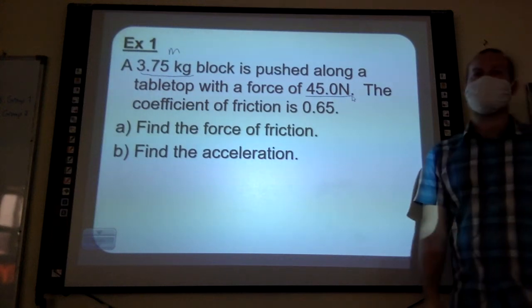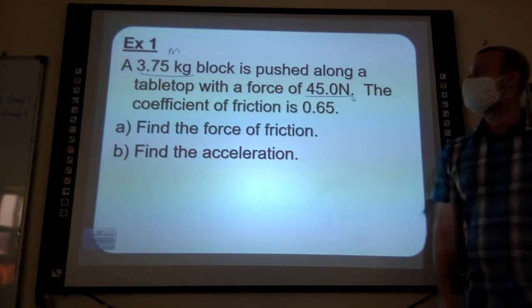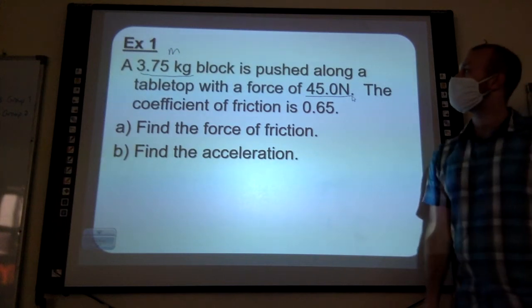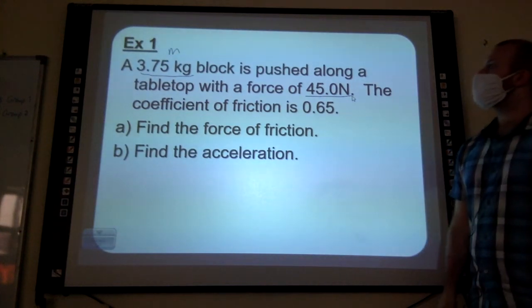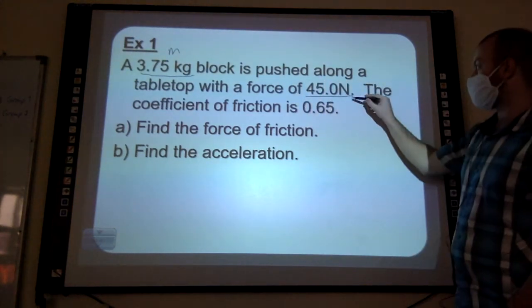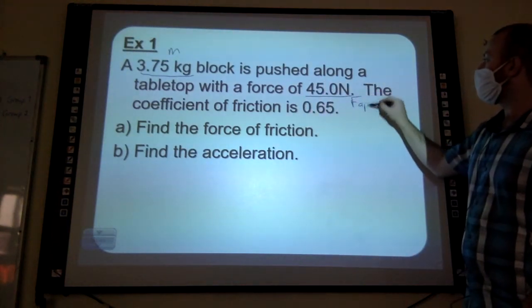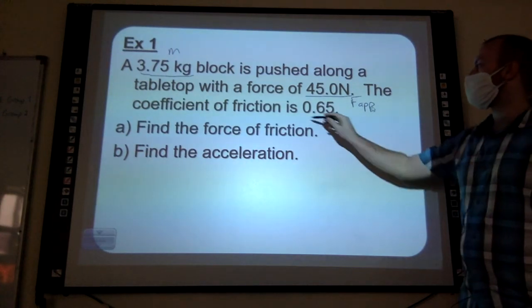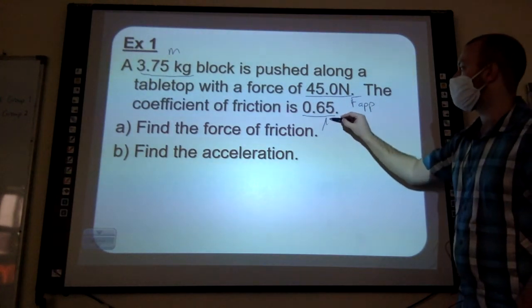No, not a normal force. Nope, not the weight. It is pushed along a tabletop with this force. This is your force applied. The coefficient of friction is this. So that just even tells you that's mu.